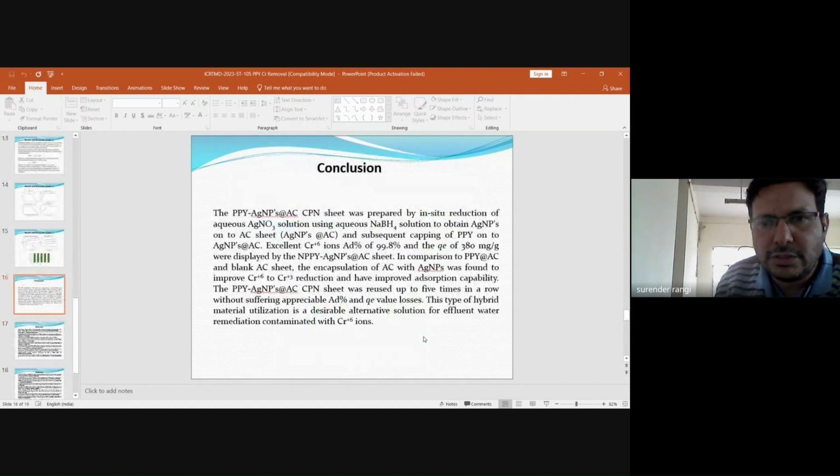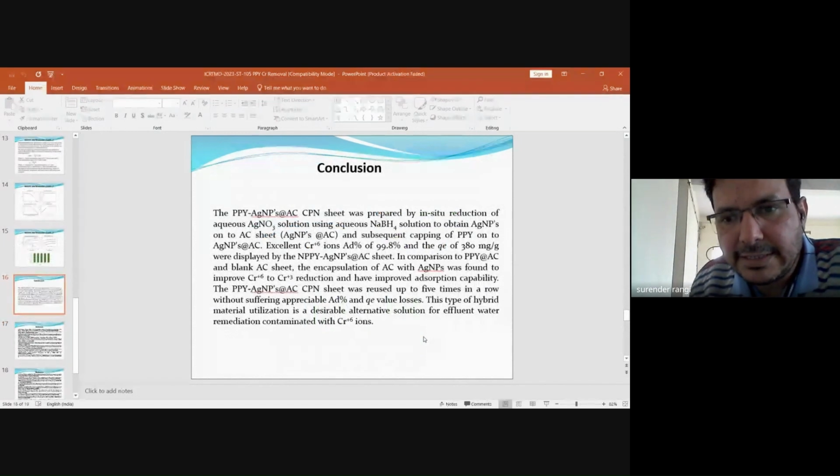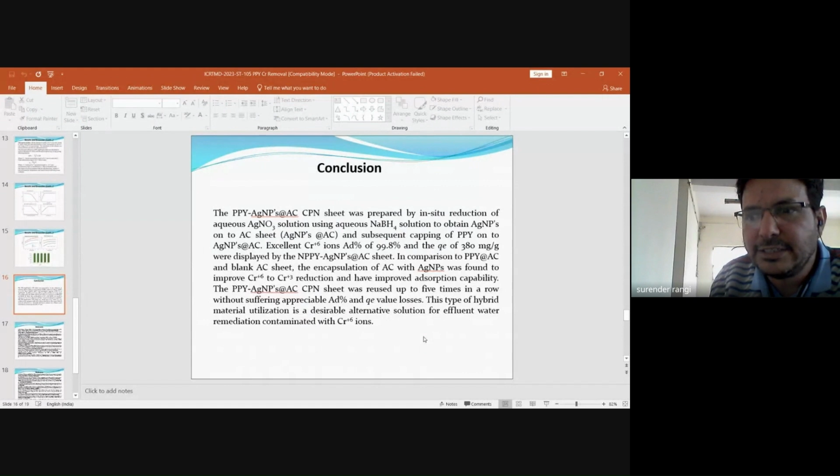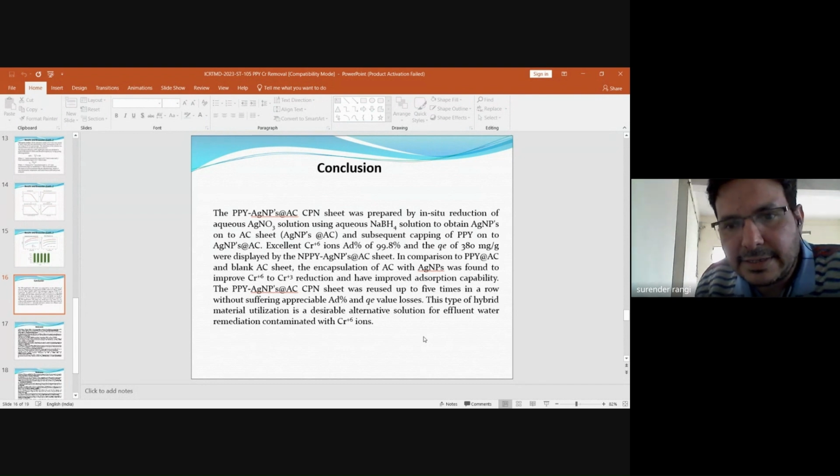And so, the conclusion: the PPY AgNP AC composite was prepared by the in situ reduction of aqueous AgNO3 solution using aqueous NaBH4 solution to obtain AgNPs onto AC, followed by the subsequent capping of PPY onto the AgNP at AC.